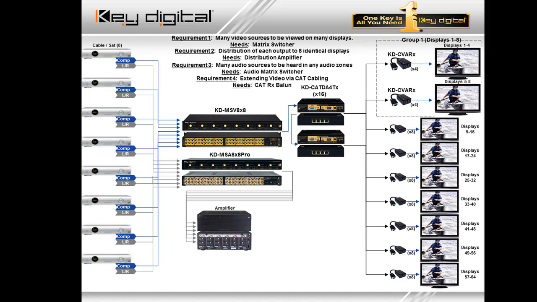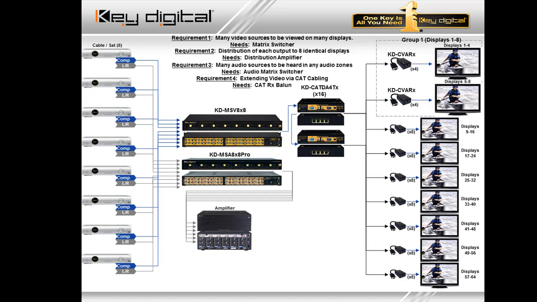So the CAT-DA4TX has 4 outputs. We needed 8, if you recall. 64 displays, 8 outputs of the matrix. Therefore, we need 8 outputs per matrix. And because that CAT-DA4TX has that loop through, you are able to cascade from one unit to the next, from unit 1 to unit 2, as we show you here, and deliver 8 displays from a single matrix output.